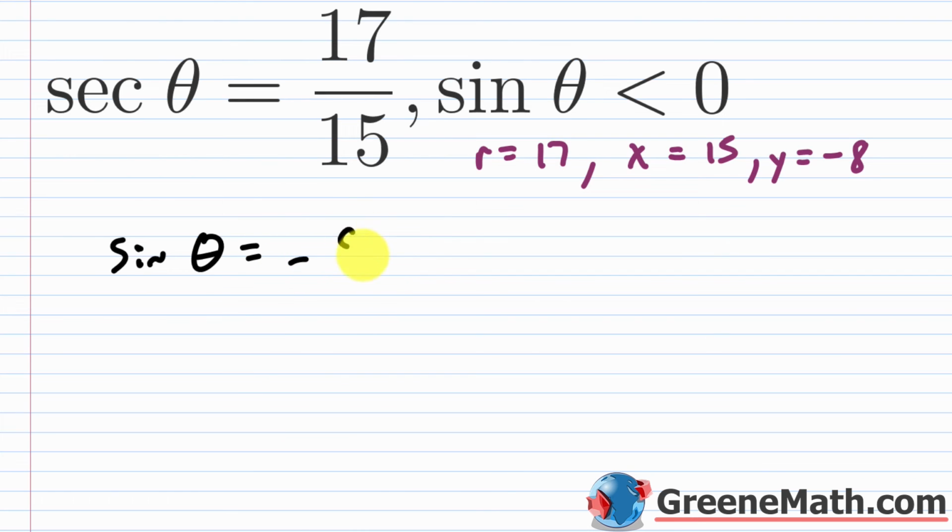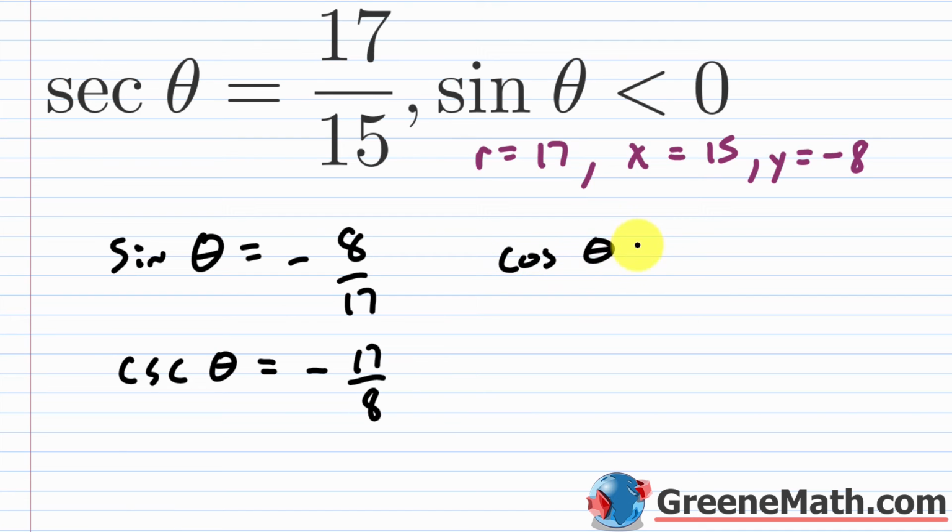So this is negative 8 over 17. So then the cosecant of theta is going to be the reciprocal of that, so negative 17 over 8. Let's say that our cosine of theta is a reciprocal of this, so 15 over 17. And then our secant of theta, which is given to us right here, is 17 over 15.